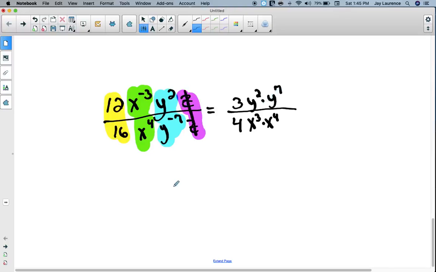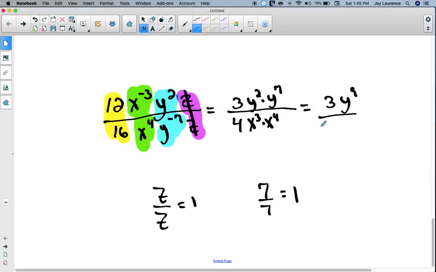They're not going to cancel out the z, right? Z divided by z is 1. 7 divided by 7, that's 1, not 7. So if you have something canceling out with multiplication or division, it's going to just turn to 1. Now, by the way, that's not the best answer. It would be 3y to the 9th over 4x to the 7th. If you're not sure how I got that, stay tuned for the next video because I will explain. Most of you know how I got that.